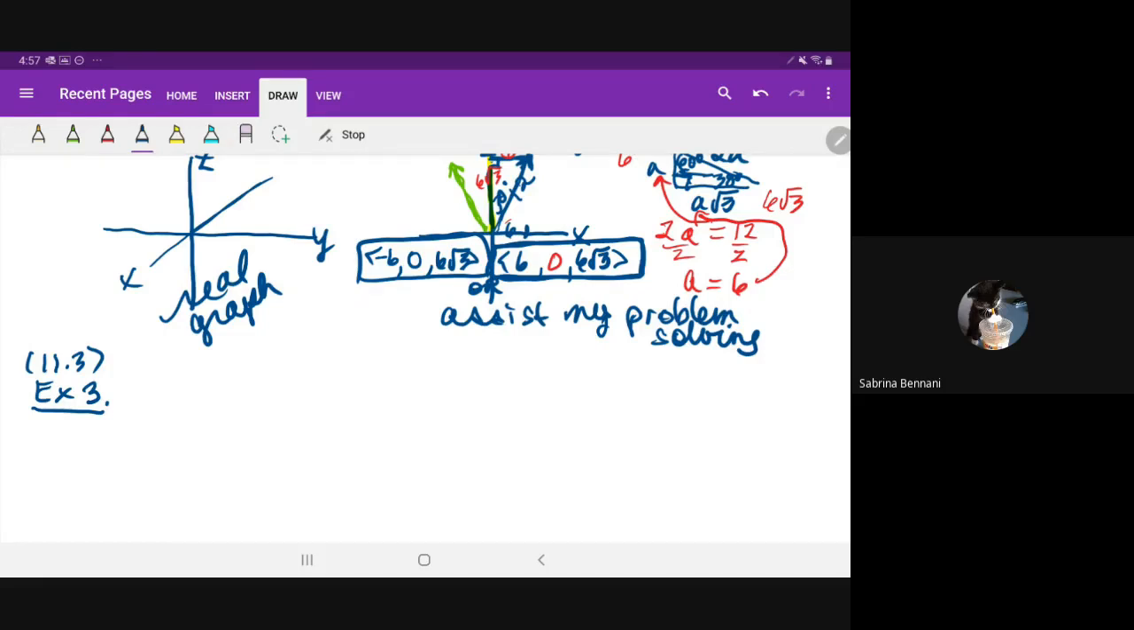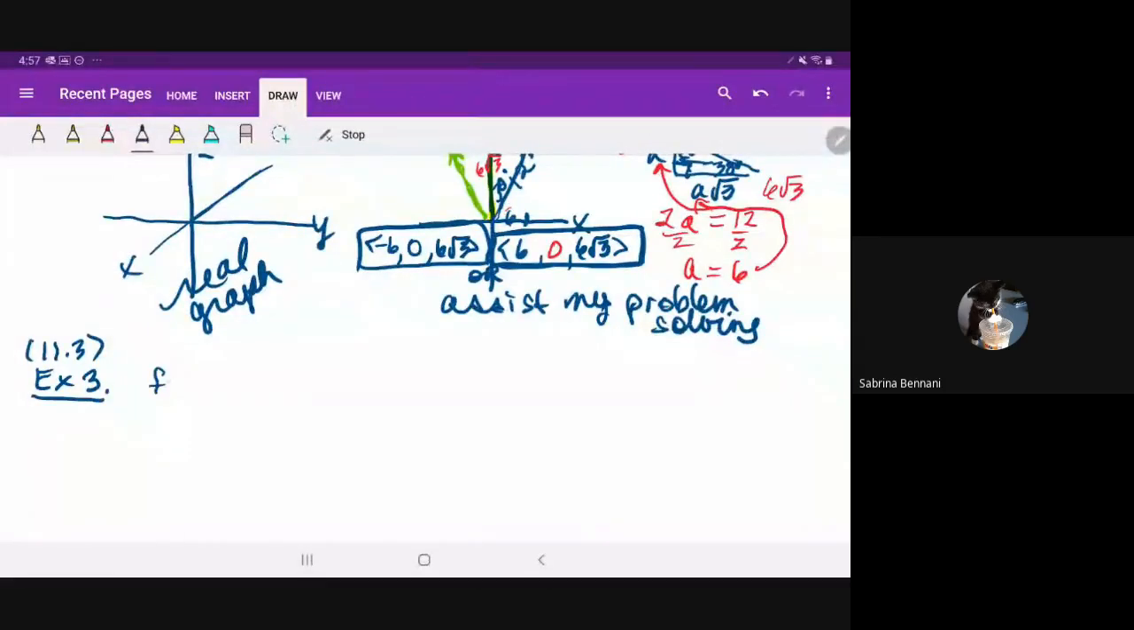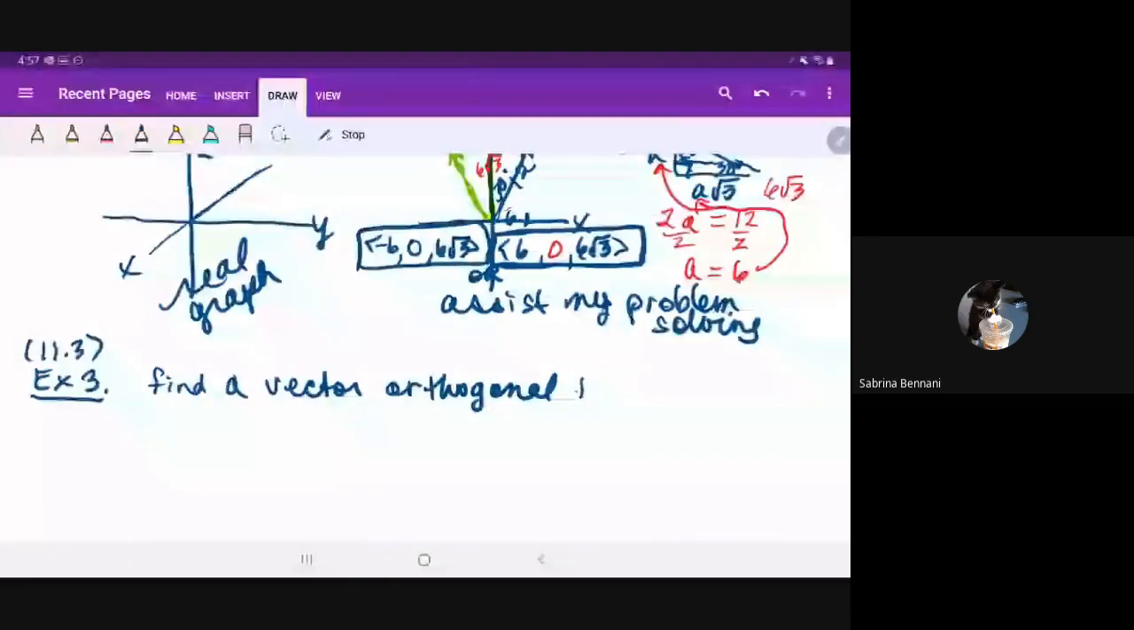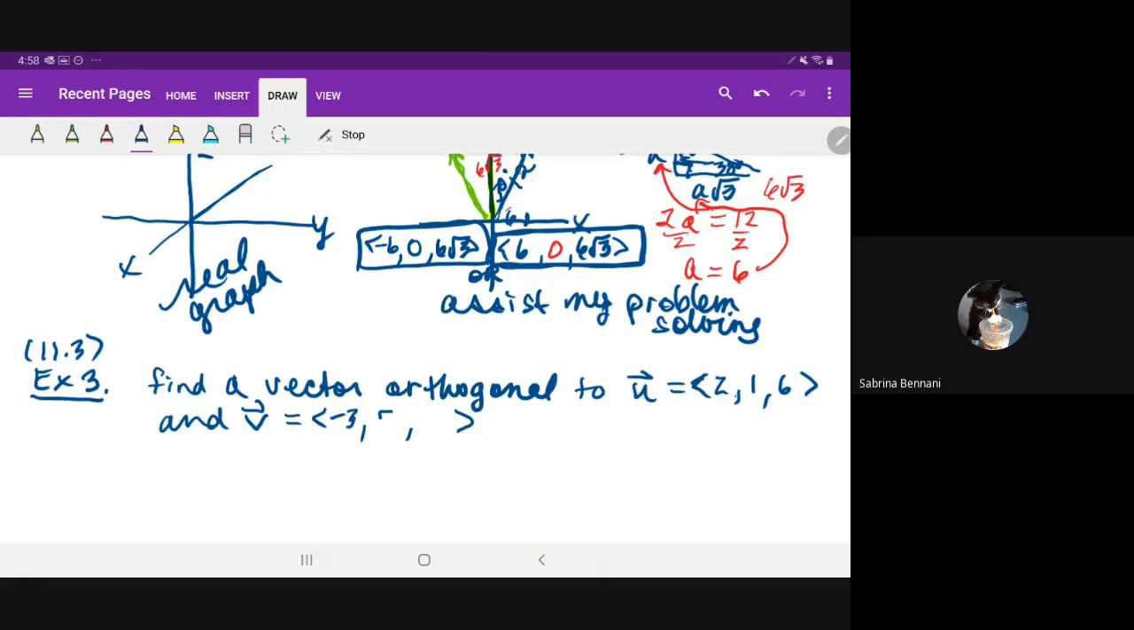Okay, and this one, there's a question that says, so this will be interesting. Hopefully you watched the other video. So find a vector. So far there's nothing new, it's just written in a different way. So find a vector orthogonal to U, and then I'll give you what U is, and V. Okay, so we have 2 vectors, whatever they happen to be. So I'll just put numbers in there. Let's say 2, 1, 6, -3, 5, 12.